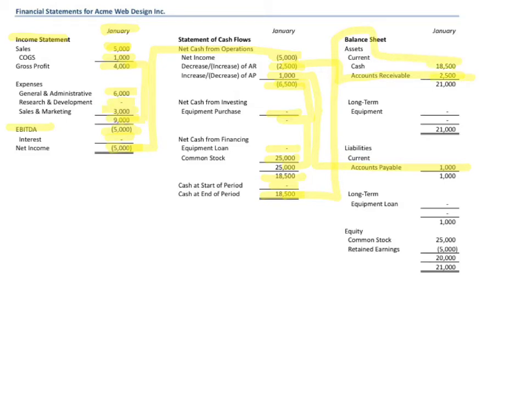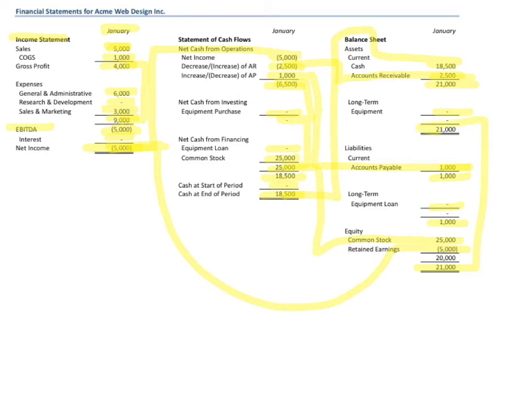We know what the accounts receivable is, therefore total current assets is $21,000. No equipment. There's the accounts payable. Total current liabilities of $1,000. No long-term liabilities. Total overall liabilities of $1,000. There's the common stock, $25,000, sliding in here. And retained earnings, as you know, is the total of all of the profits and losses since the company began. And if you look down, you see a total of liabilities and equity of $21,000, which balances with the total assets. Our balance sheet balances.